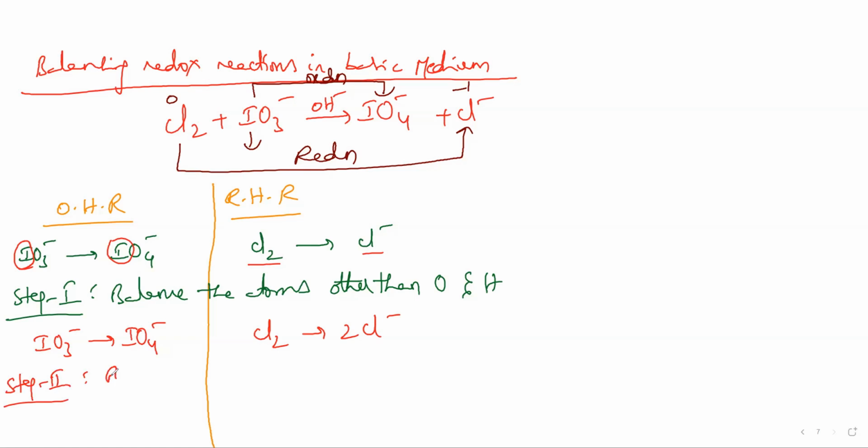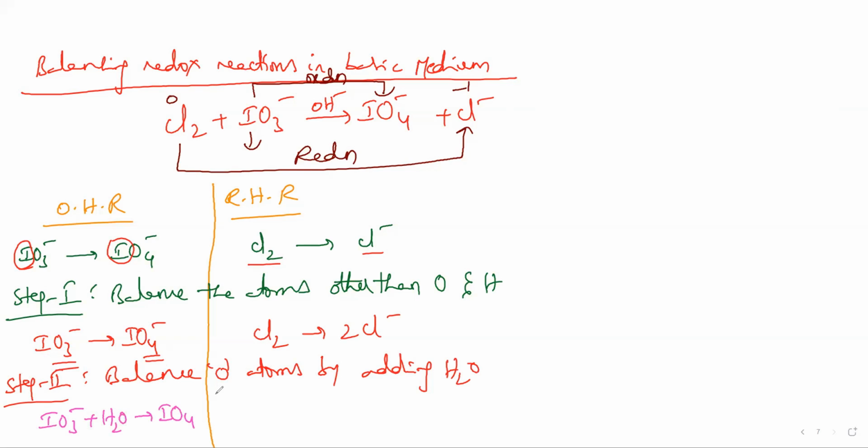Step 2. Balance oxygen atoms by adding water. Here 3 oxygens, here 4 oxygens. How many less? LHS 1 oxygen is less. So IO3 minus plus H2O gives rise to IO4 minus. Here no oxygen atoms, so no need to balance.